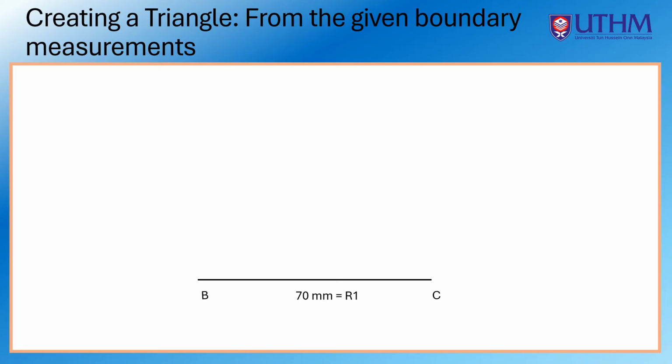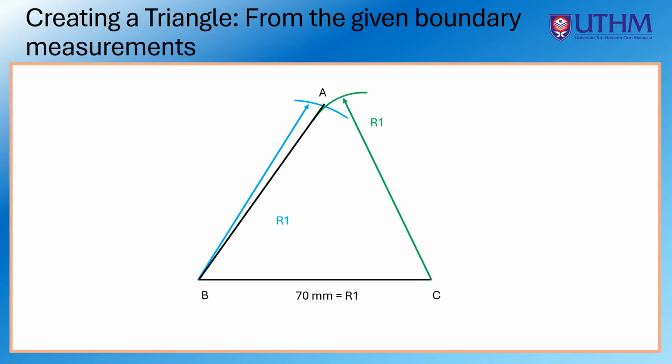From point B, create a curve with the radius R1, which is equal to 70 mm. Then from point C with the same radius, create a curve that intersects the previous curve at A. Now connect the points BA, AC to form a triangle. Now you have created a triangle from the given boundary measurement.